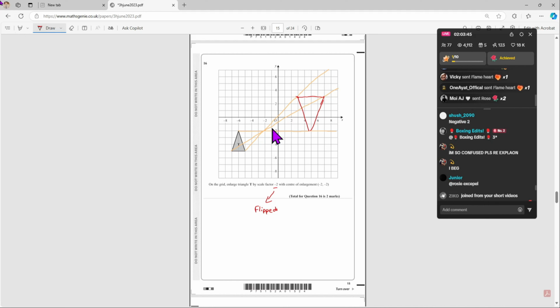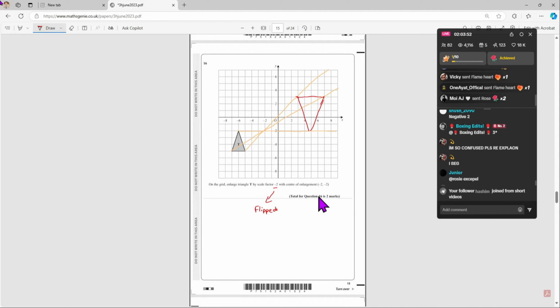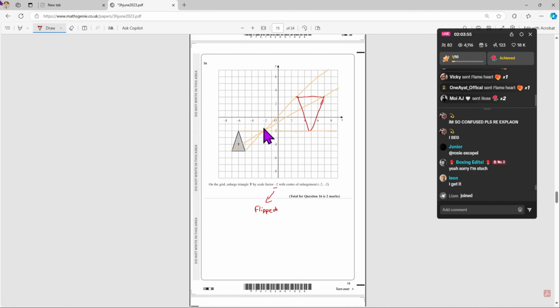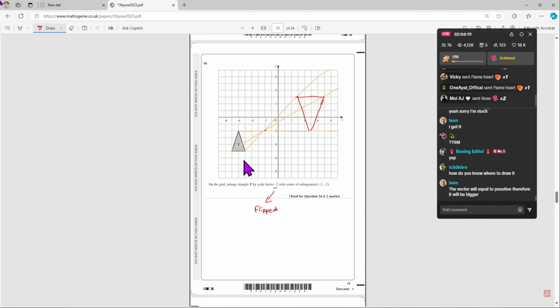If you're confused, I'll quickly go through it again. The center of enlargement is -2 for the x and -2 for the y. So you plot the center of enlargement. This is our center of enlargement right here. Now, once we have done that, we are going to draw a line from this point, touching the center of enlargement and continuing through. And then you do the same from this point and just continue going through, like that.